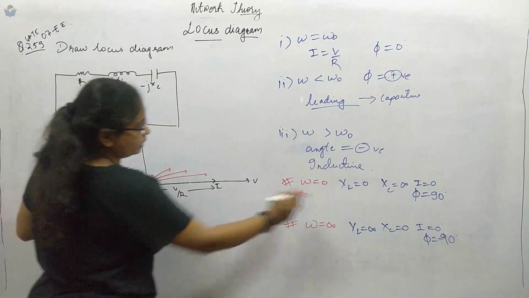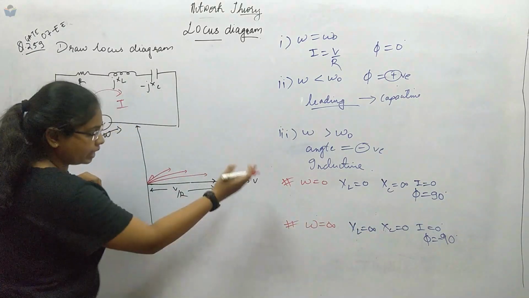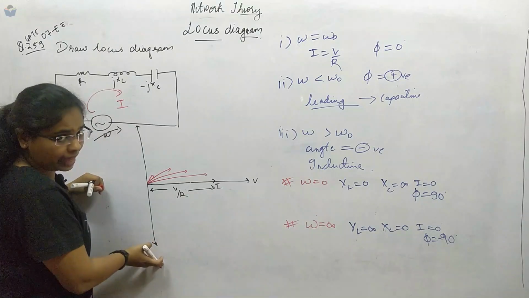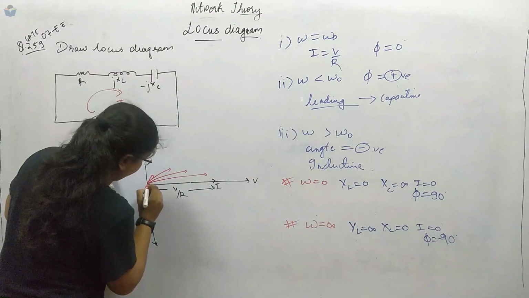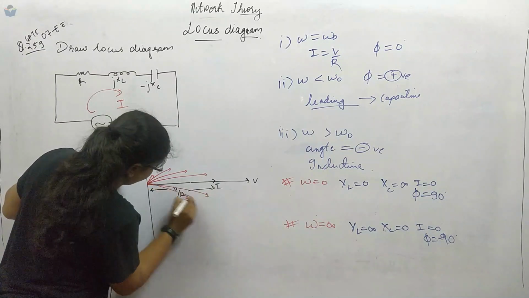Similarly, when it is coming to minus 90 degrees, again the angle is increasing, but the current is still 0, so it is decreasing. So it will be somewhat like this.